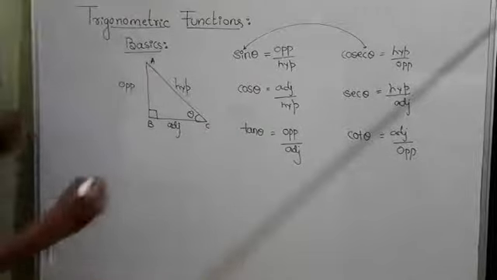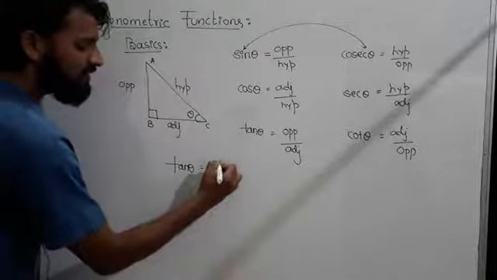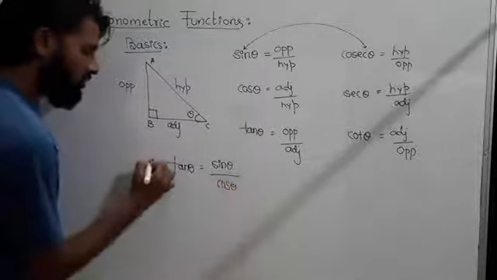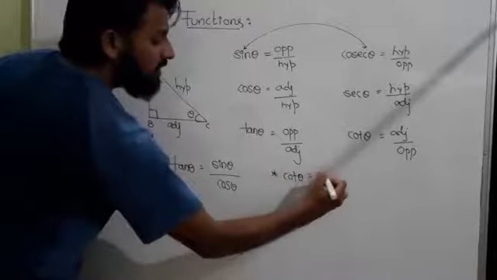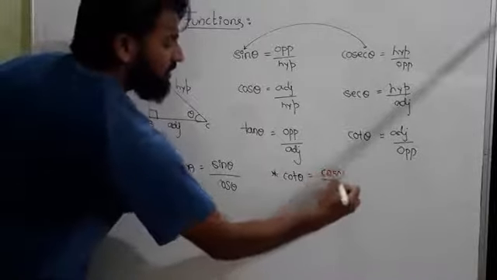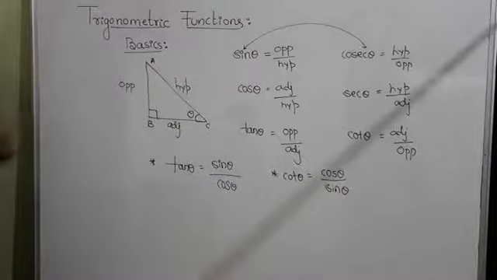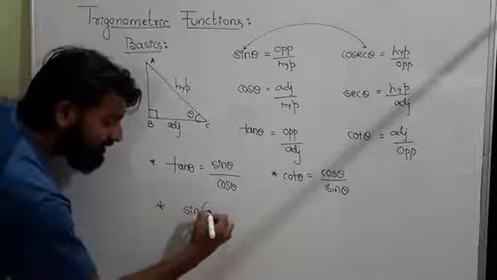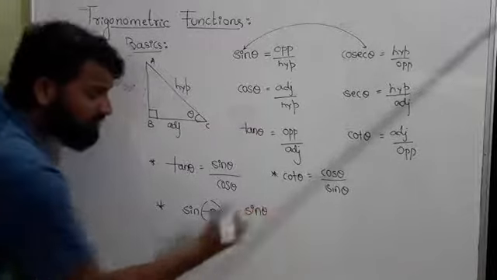And one more thing you know, I think, is that tan theta can be expressed as sine theta upon cos theta. This also you know, dear friends. And similarly, cot theta is cos theta upon sine theta. And similarly, one more basic which we have here is that sine of minus theta will always be minus of sine theta.